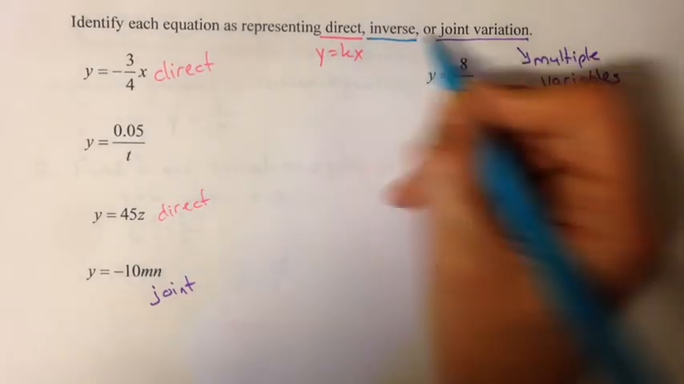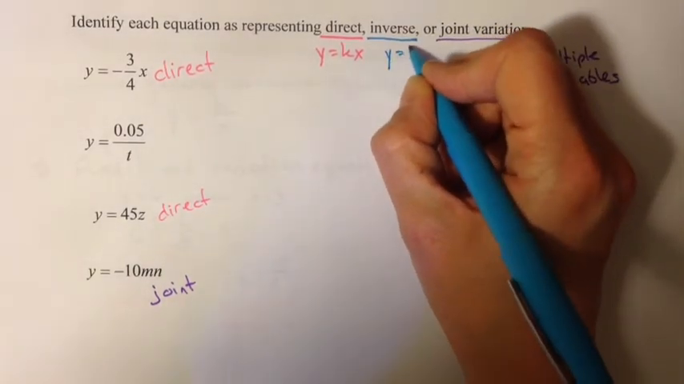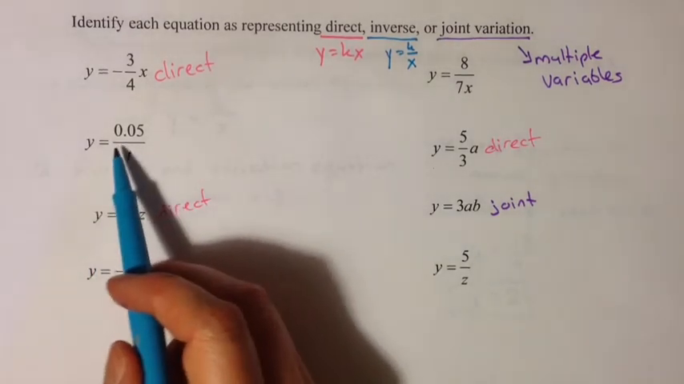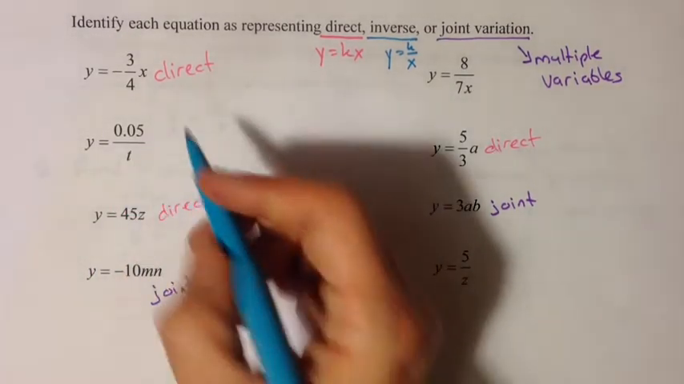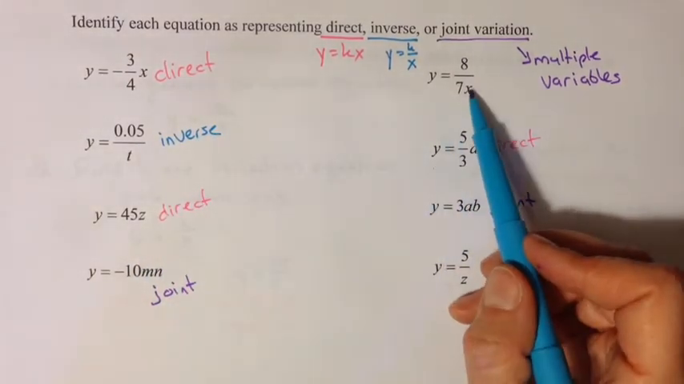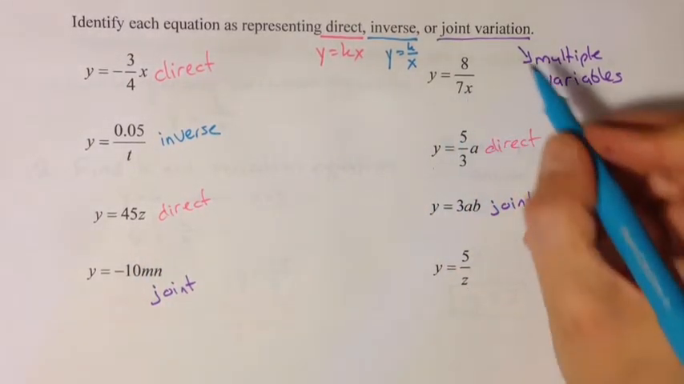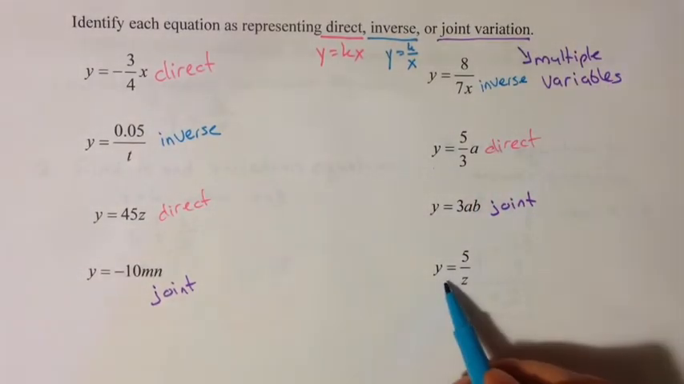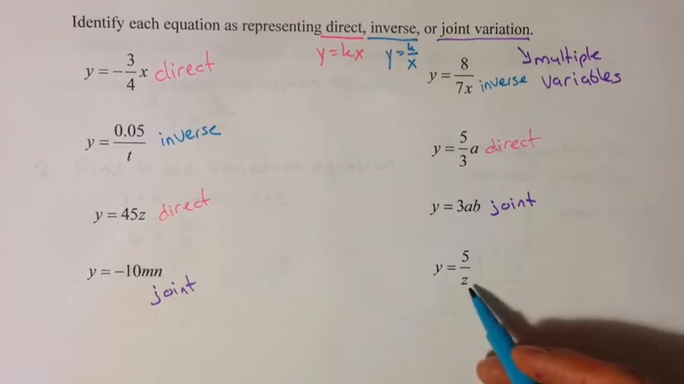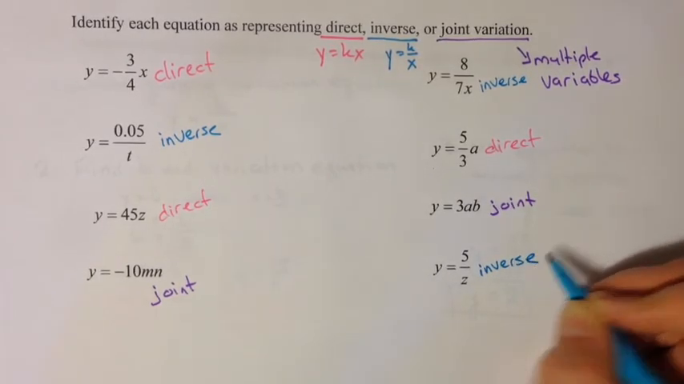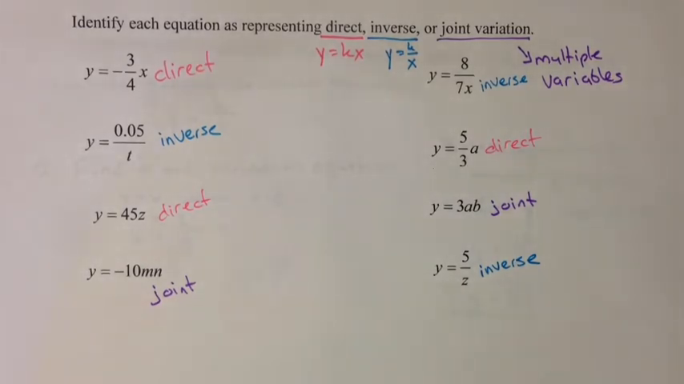Last up, let's make sure that everything that's left really is inverse variation, and we haven't missed anything. So inverse variation means you'll be dividing by a variable, something like y equals k over x. Here I have a number being divided by my variable, which makes this inverse variation. Again, here the variable is in the denominator, so this is inverse variation. And again, y equals 5 over z. The variable is in the denominator, which makes this inverse variation. And now I think we've classified all of these as either direct, inverse, or joint variation.